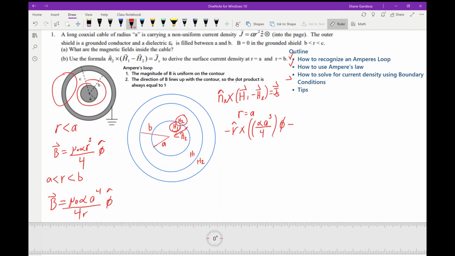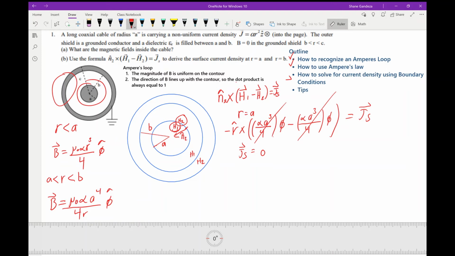H2, and H2 is still, the radius is equal to a, and so that H field is still the same. Alpha a cubed divided by 4 in the radial direction, and that's all equal to the current density. And these two will cancel out, and we'll just have 0. So the current density for when the radius is equal to a is 0.